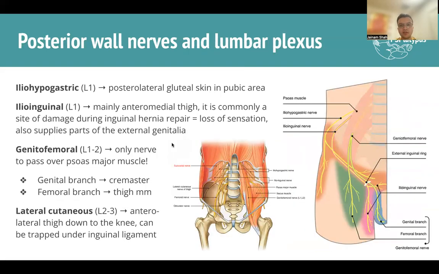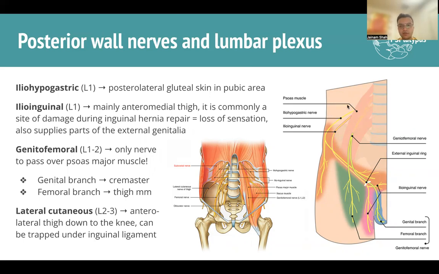Now, the posterior wall nerves are a bit more complicated. And again, you don't need to really remember all of these in too much detail. But when it comes to specimens, and I've seen this come up in a couple of exams, when they give you a section of a dissection and they want you to identify specific nerves in this area, it's good just to know the general order in which they go from lateral to medial. So I've ordered them as such over here. So you've got the iliohypogastric nerve all the way laterally. So you can see that there. That's the L1 level, posterolateral gluteal skin and the pubic area.